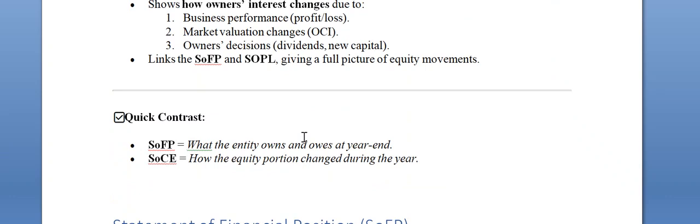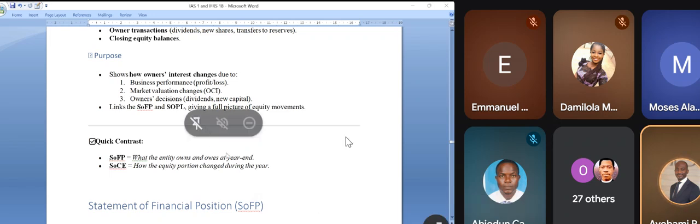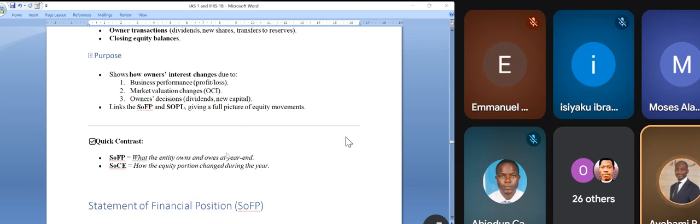Okay, so if there are no questions, please just understand that's everything that you need to know for the statement of financial position and statement of changes in equity. The statement of financial position talks about what the entity owns, while the statement of changes in equity talks about the changes that occur during the year, from the opening value of the owner's contributions to the closing value of the owner's contribution. So it's as simple as this. Very, very simple.